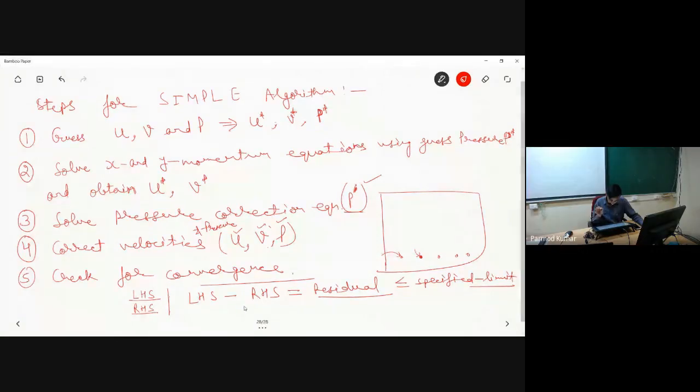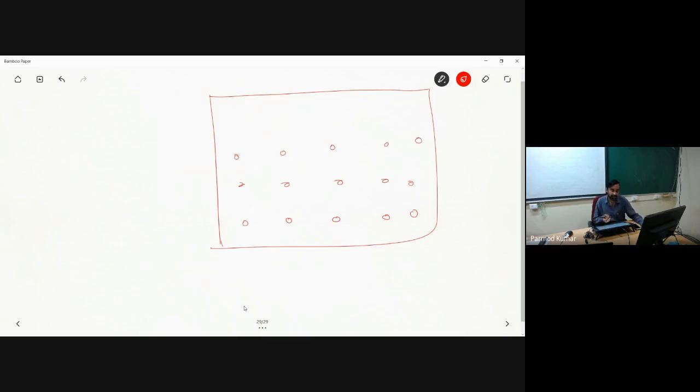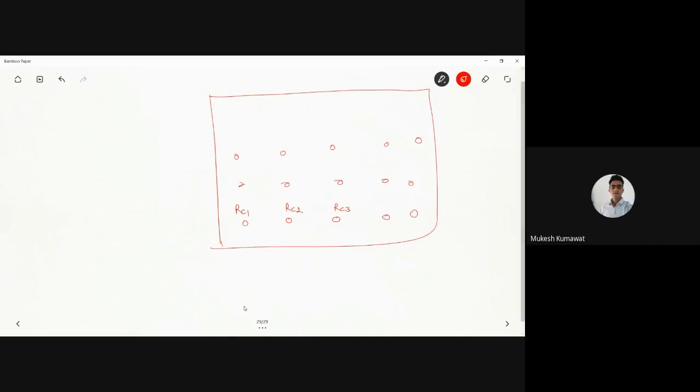Okay. Now, let me tell you one more important point. When we have this simulation domain, inside the simulation domain we will have a large number of nodes. Now, it may happen that for one node, when you are using the continuity equation, you get residual as RC1, for another as RC2, for a third one as RC3. Now tell me which residual you have to satisfy. Maximum.